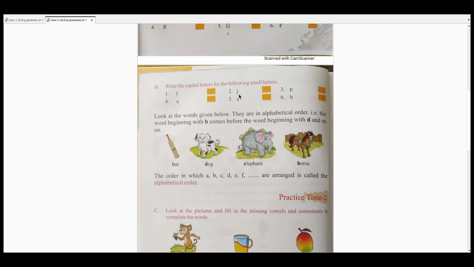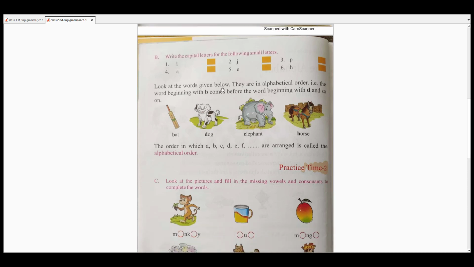So for example, small j is given here, so corresponding to that is a yellow block. So here you have to write capital J. Sixth one, the small h is given. So corresponding to this small h, a block is given where you have to write capital H.